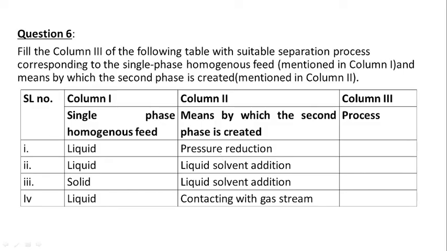So next question. Fill column 3 of the following table with the suitable separation process corresponding to the single phase homogeneous feed mentioned in column 1 and the means by which the second phase is created mentioned in column 2. In column 1, some single phase homogeneous feed is given. In column 2, some operation is given in which the second phase is created. If some sudden pressure reduction happens to a liquid, then the process is known as flash distillation.